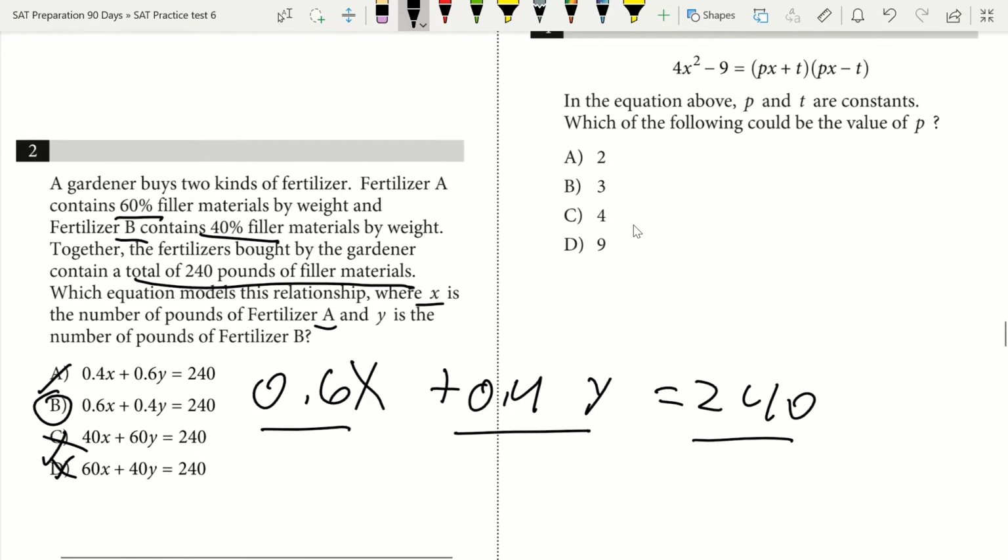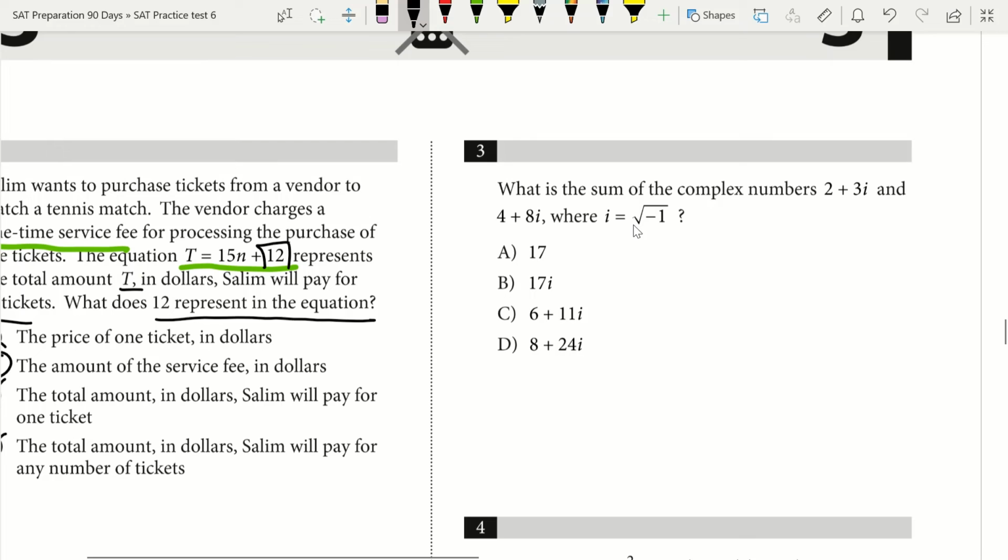All right, question 3. What is the sum of complex numbers 2 plus 3i and 4 plus 8i? We're summing them, so I'm going to add 2 and 4. That's going to give me 6. Next, I'm going to add 8i and 3i. That's going to give me 11i. So I got 6 plus 11i. Answer there is going to be C.